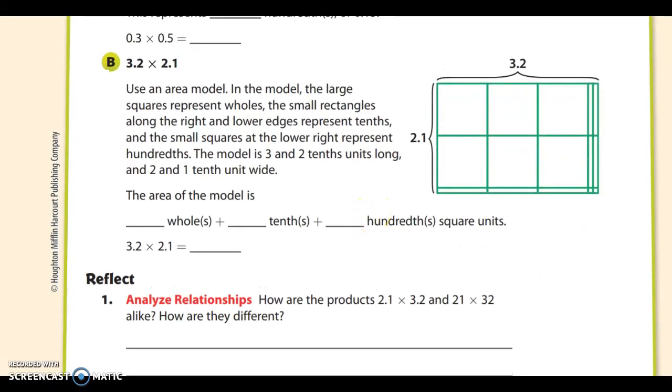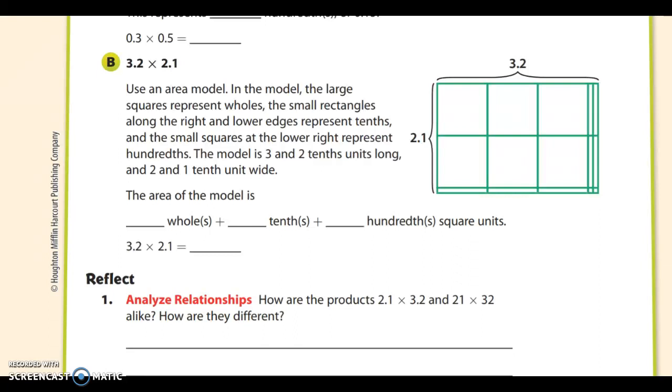This one's a little more complicated. 3 and 2/10 times 2 and 1/10. The directions read, use an area model. In the model, the large squares represent wholes. The small rectangles along the right and lower edges represent tenths, and the small squares at the lower right represent hundredths. The model is 3 and 2/10 units long and 2 and 1/10 units wide.